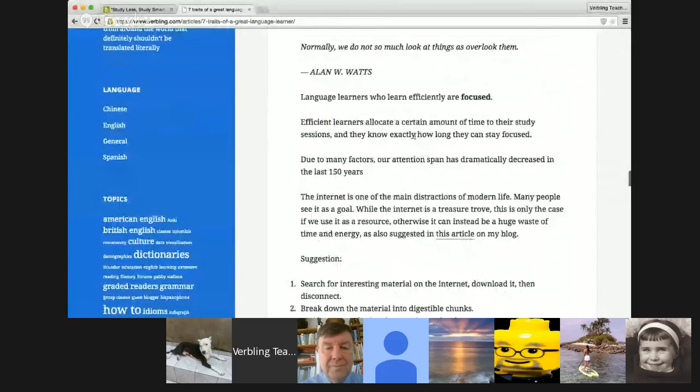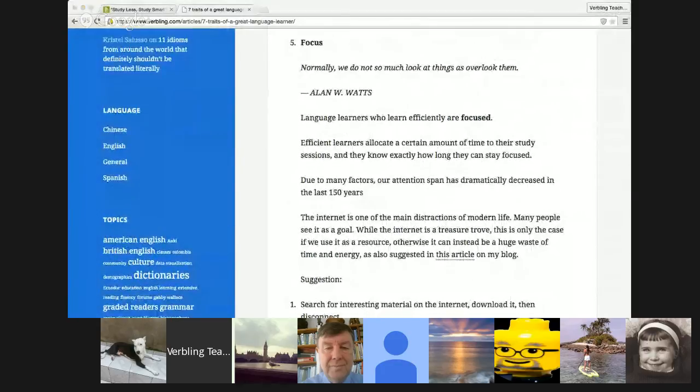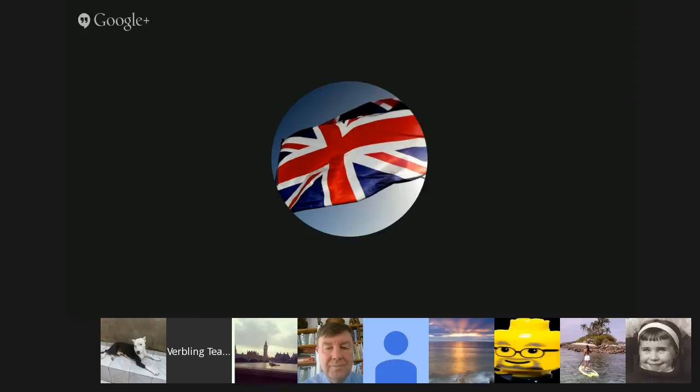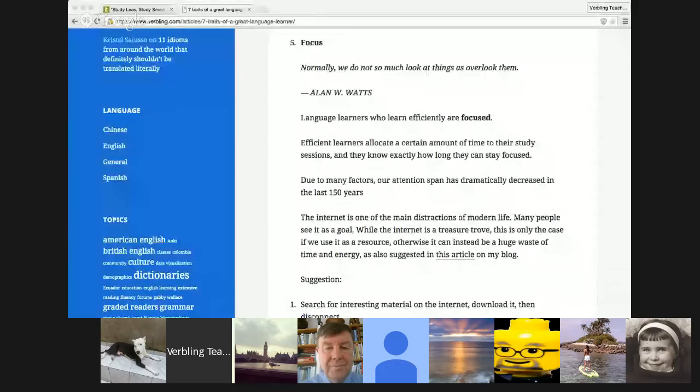What do you think about this point about focus? You mentioned that you need to know yourself how long you can focus. Well, you are asking me if I know how much time I can be focused. Yes, correct. It depends on the topic I have to study.